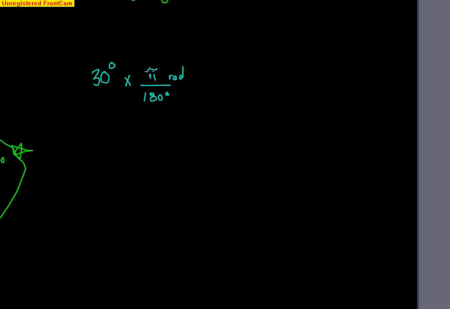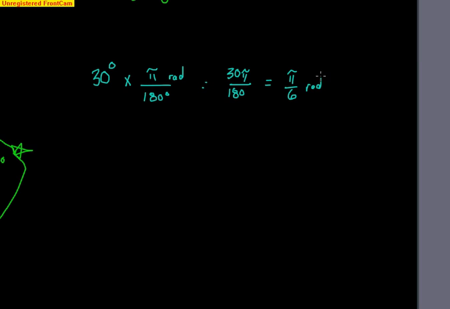So this would be 30 pi over 180, but then you've got to reduce. The 30 over 180 reduces to 1/6. So I get 1/6 pi, or pi over 6 radians. So 30 degrees is pi over 6 radians.